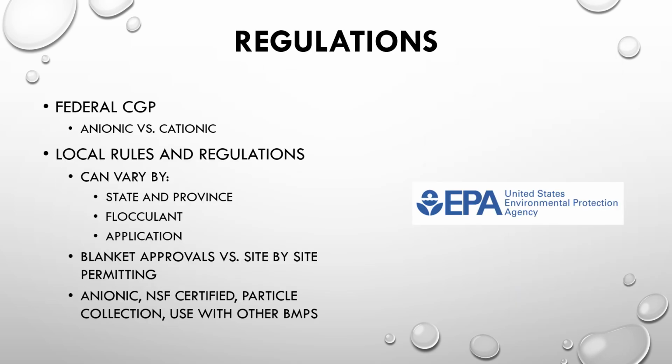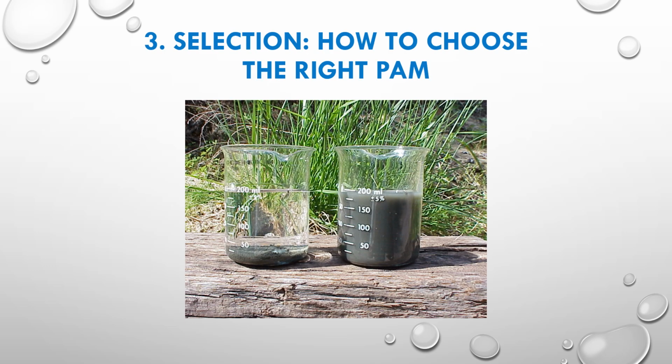In addition, other regulations that you're commonly going to see federally and in different states that have flocculant guidance are that, in addition to the anionic NSF certification, they're going to typically ask you to use this in conjunction with other BMPs. So you're not going to replace your other BMPs with the polymer, you're just going to use it with them. And you're also going to collect the particles. Those are really the general requirements for PAMs, and there's a consensus on that across the US and all the different states that have PAM guidance.